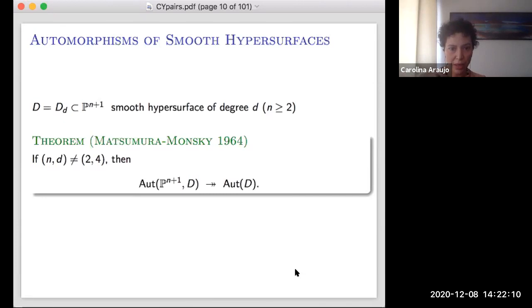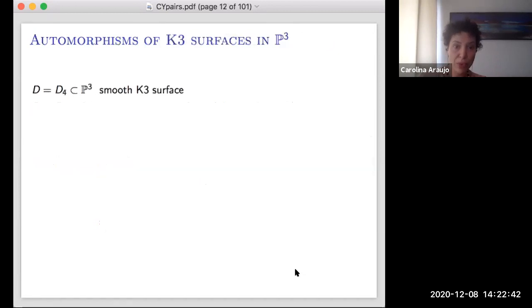So I wrote it using this surjective group homomorphism. On the left, we have the automorphism group of the pair, which for me means just the automorphisms of the ambient space that stabilize D and hence induce an automorphism of D. Okay, so the case that we are left to study is precisely the case of a smooth K3 surface in P3. So in this case, we want to understand this automorphism group.